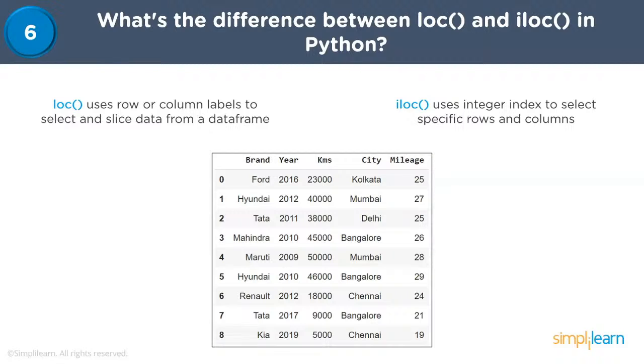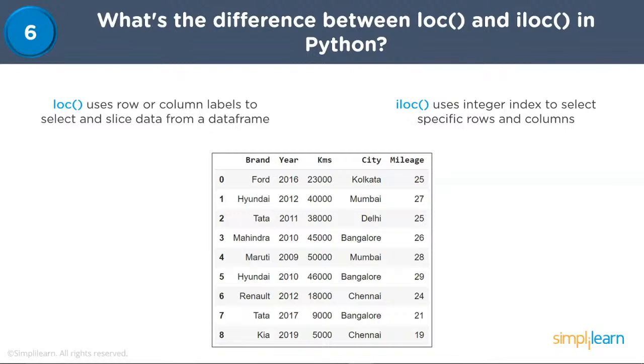The loc function uses row or column labels to select and slice data from a data frame, while iloc uses integer index to select specific rows and columns. Remember, iloc stands for index location. I'll use a car data frame to show how loc and iloc work.